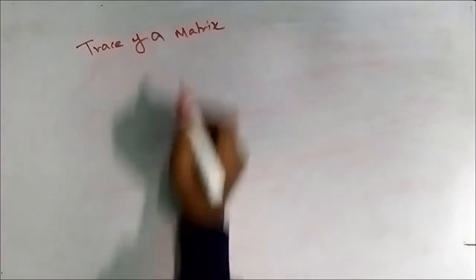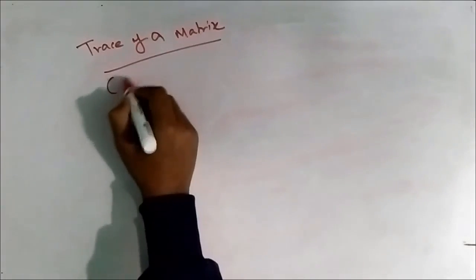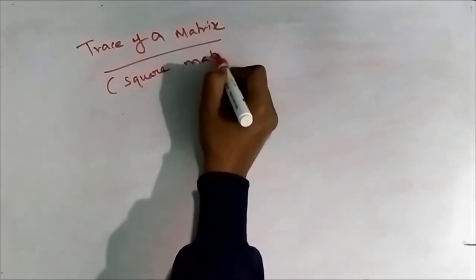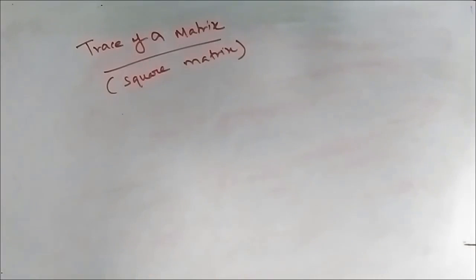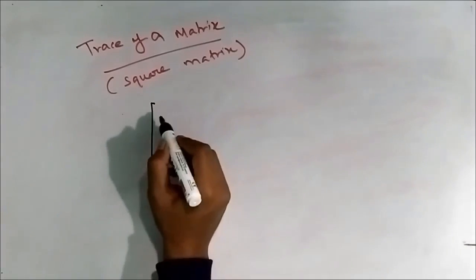What is trace of a matrix? This is very simple. Trace only deals with square matrix, okay? Only for square matrix. Why square matrix? You can see that the meaning of trace is the sum of the elements lying along the principal diagonal of any square matrix, okay? So you all know that principal diagonal exists only in the case of square matrix.